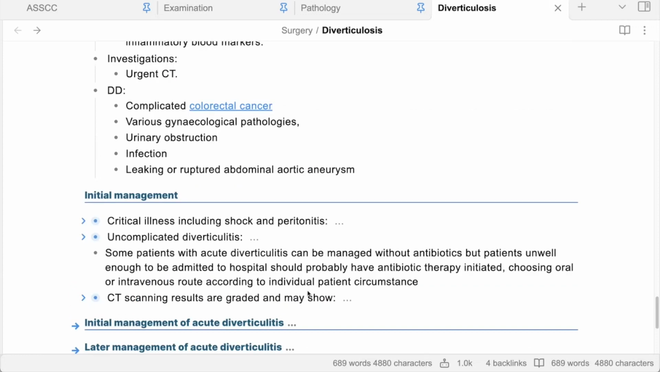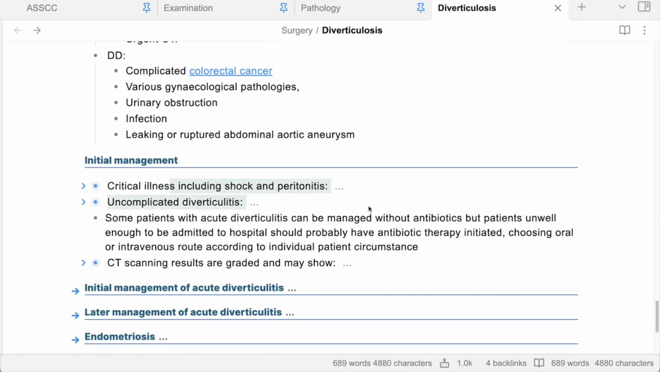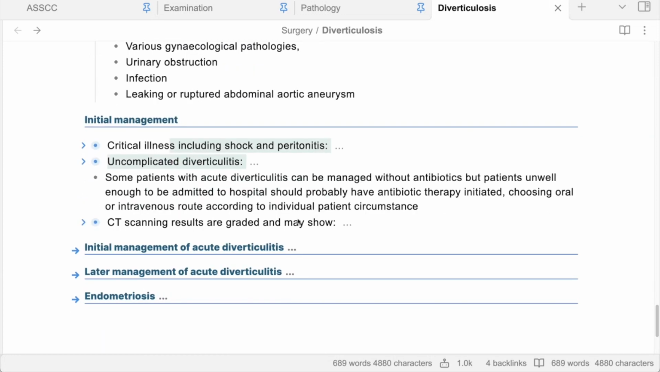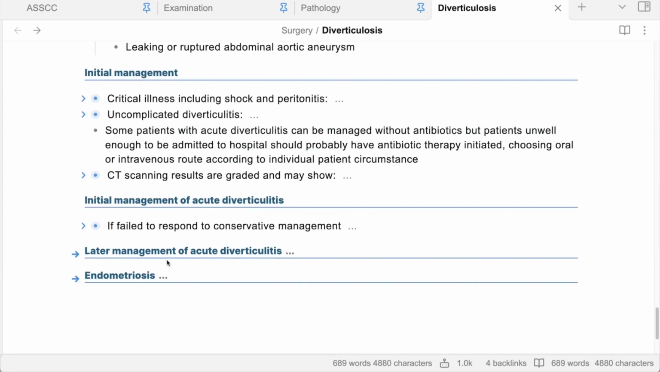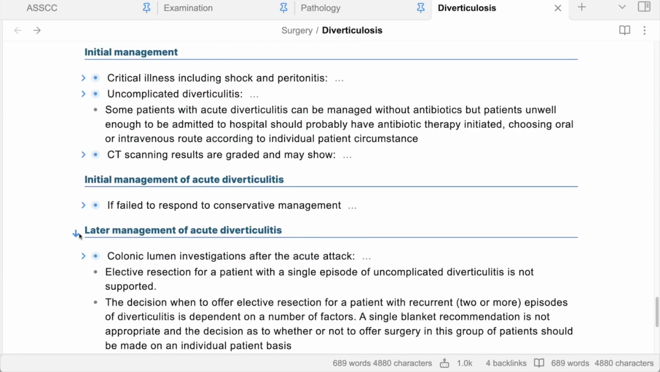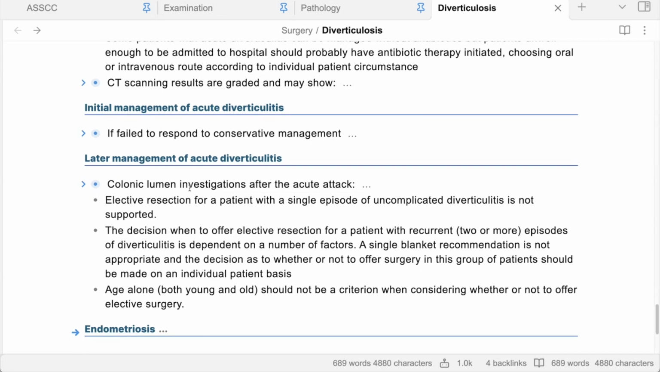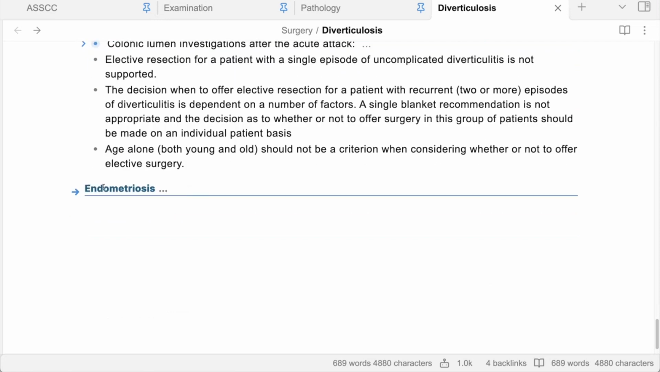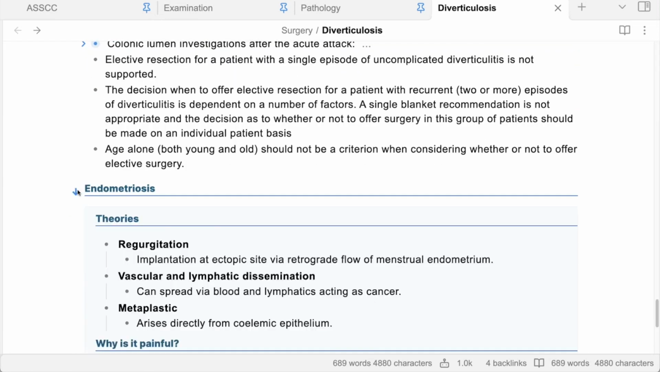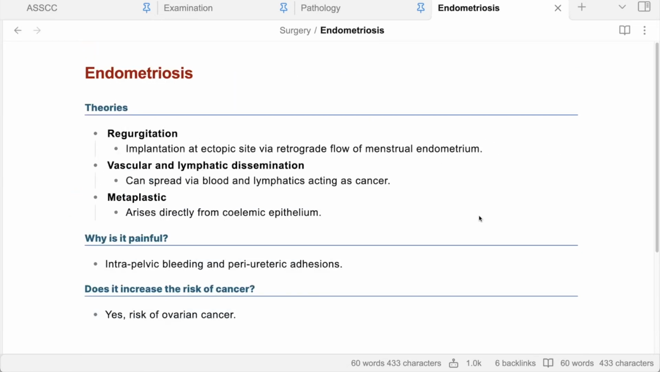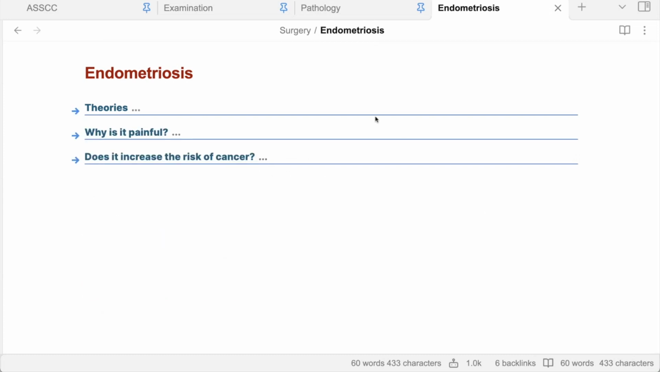Initial management for this patient, well, the shock, like we mentioned. And I mean, we've covered all of this. Acute diverticulitis management, the main thing is to start your patient on an antibiotic. Later management is basically you need to do colonic investigation and diagnose the patient, make sure they don't have any cancer or any polyps or anything like that. So Nazir, back to you. How would you define endometriosis?